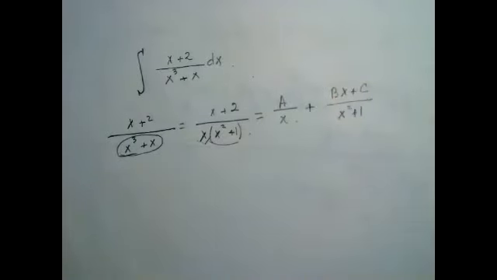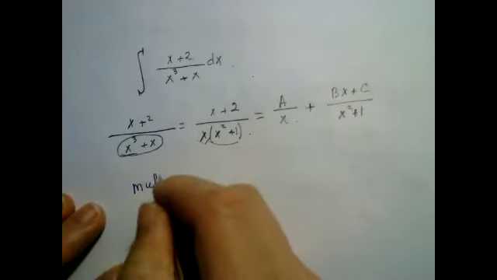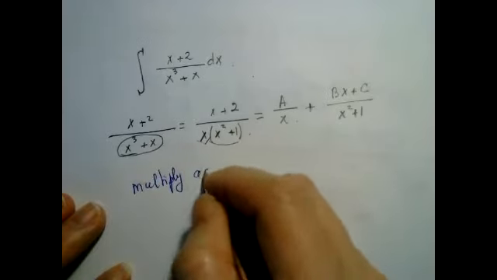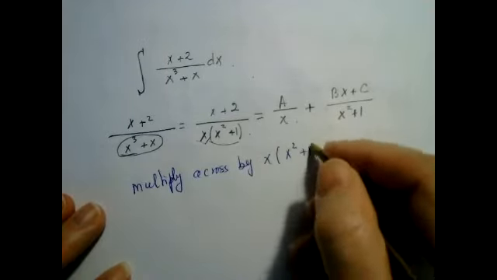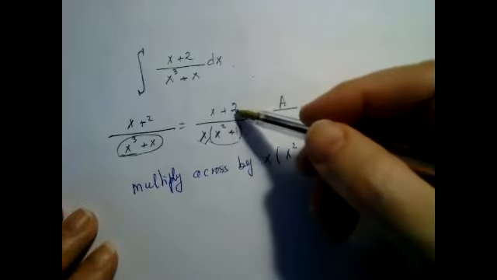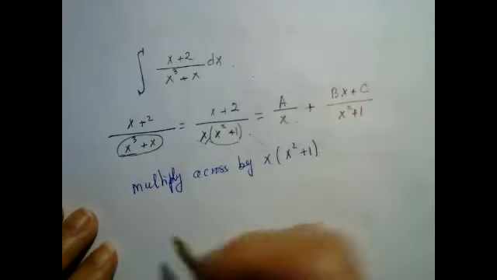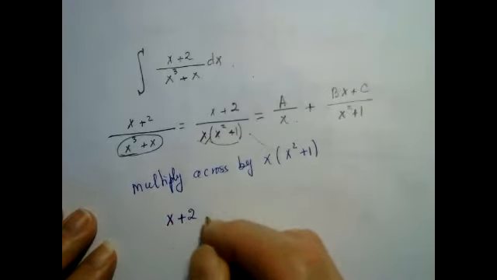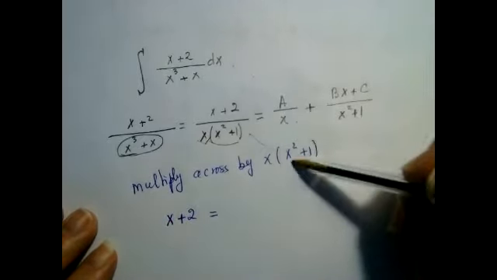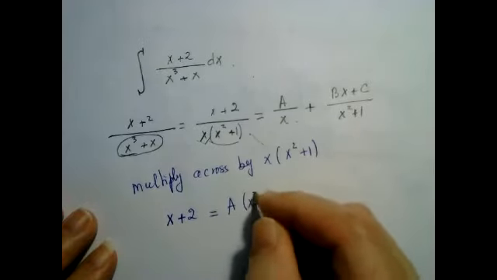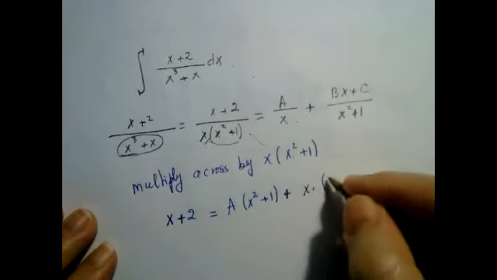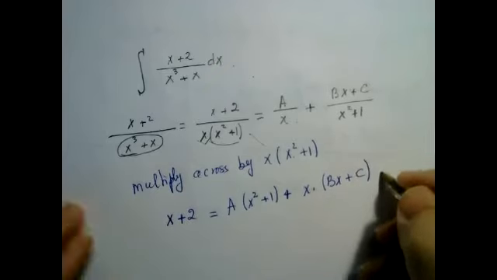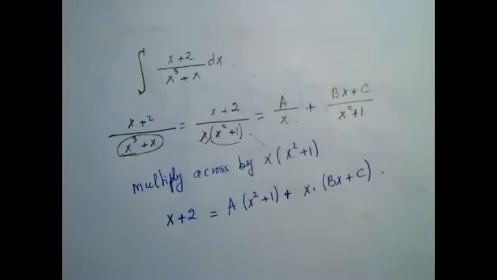Okay. Now we do exactly what we did. We multiply across by the common denominator, by x times x squared plus 1. All right, what do I get? If I multiply this term, I will have x plus 2 equal. I will multiply A over x by this, I will have A times x squared plus 1, plus. I multiply that, I will have x times Bx plus C. Okay. And now we need to find the constants A, B, and C.